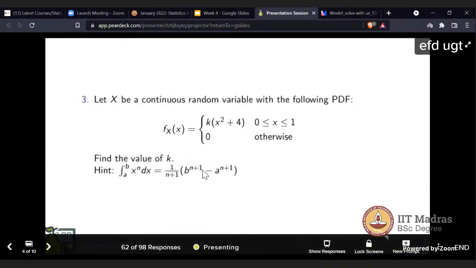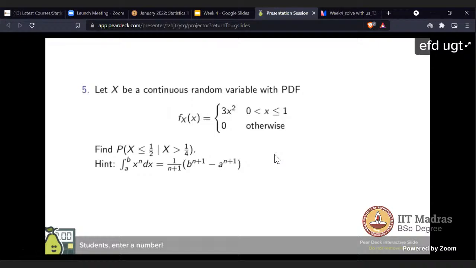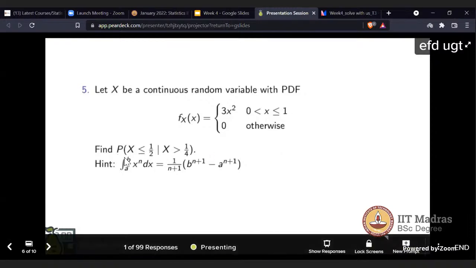So let's move to the next question. Here you have again a continuous random variable, and the PDF is defined as 3x square for x lying between 0 to 1. Otherwise, it is 0. Now you have to find the probability that x is less than or equal to 1 by 2, given x greater than 1 by 4.